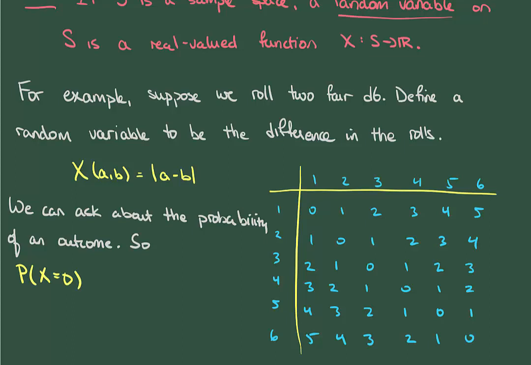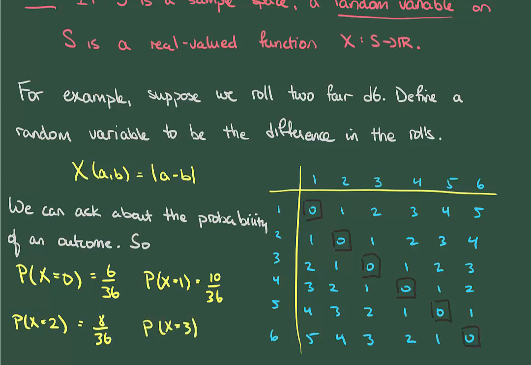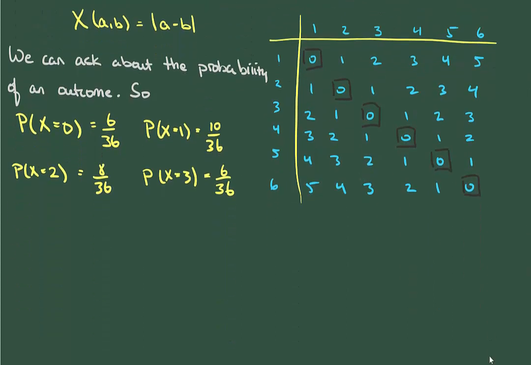In this particular case, we will now use the fact that the dice were fair, so that we need only count how many zeros show up in our chart. There are 6 possible outcomes which result in a 0 out of 36 total possible outcomes, giving us a probability of 6 out of 36. Following a similar procedure, we can compute the probabilities of all the other outcomes as well, resulting in this collection of 6 probabilities.